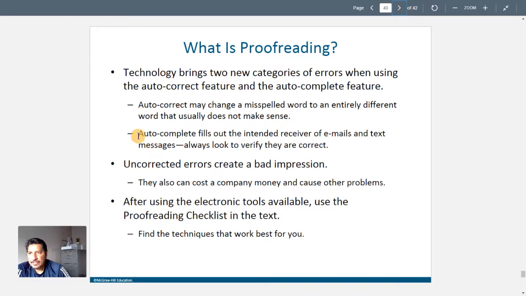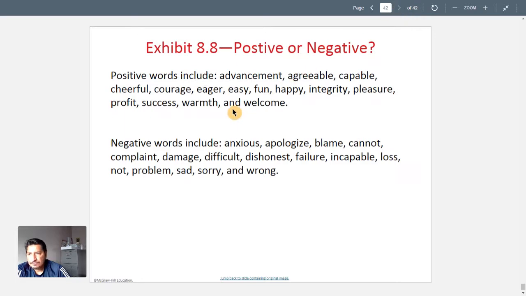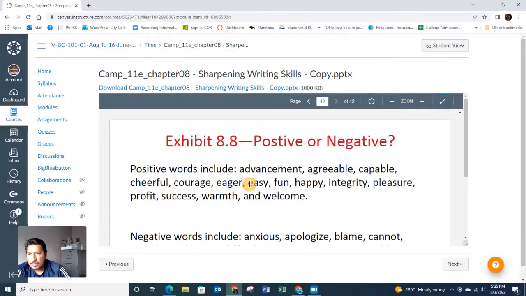Now, proofreading, autocorrect, autocomplete, the technology brings 2 new categories of errors when using the autocorrect feature and the autocomplete feature. Then we have multi-syllabic words right here, and then positive, negative. Positive words include advancement, agreeable, and negative words include anxious, apologize. So always try to look for the positive words as vocabulary, where you would be in a position to better impress your reader.